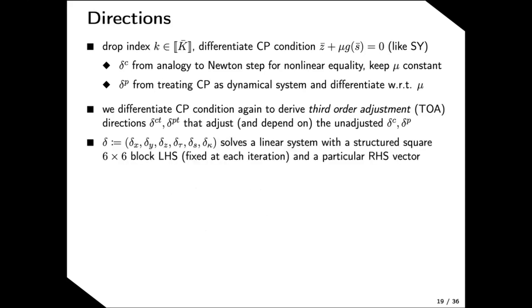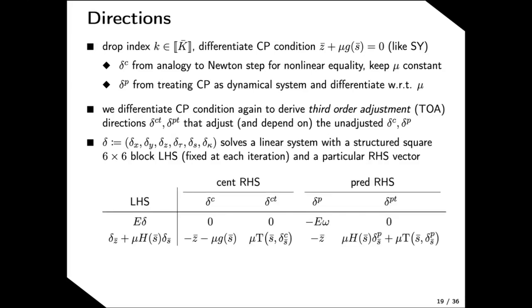So for a direction delta, it solves a linear system with a structured square LHS, which is fixed during each iteration of the interior point method, and a particular RHS vector. So here we give the form of the LHS, dropping that index k, and of the 4 right-hand sides corresponding to each of those directions. So you can see for centering that delta CT depends on delta C through the right-hand side through that TOO oracle. So you need to compute delta C before you compute delta CT. And similarly for the prediction. Because the LHS here is square and non-singular, each delta is unique.